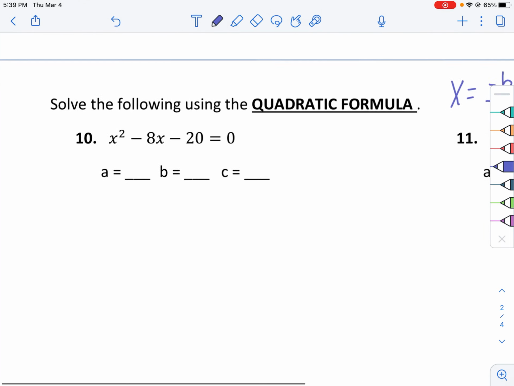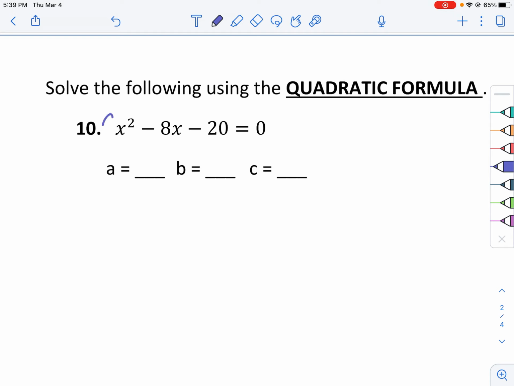So let's go through and look at 10. The a value, well, there isn't a number here. We know that that's a 1, though. So we have 1. The b value is the middle term, so negative 8.